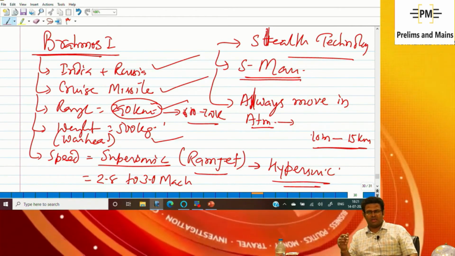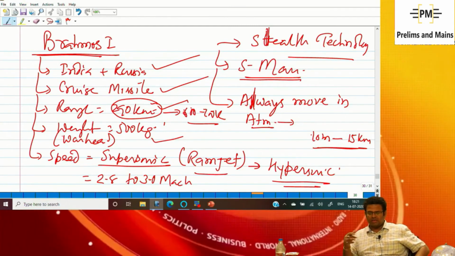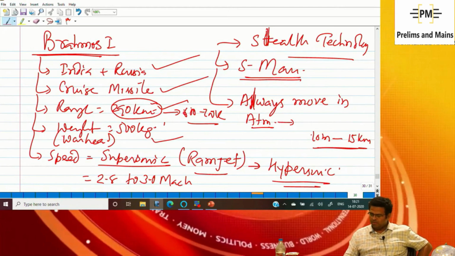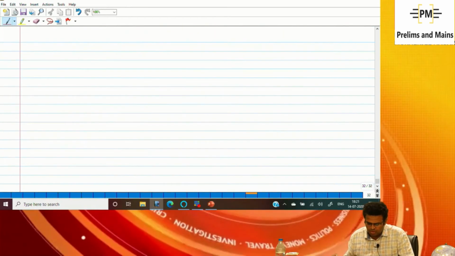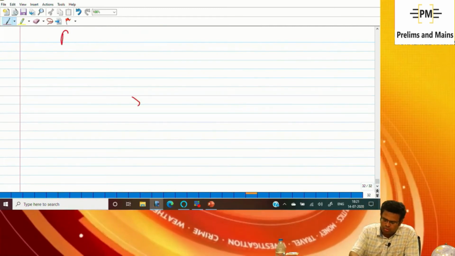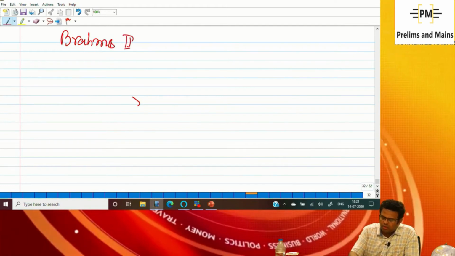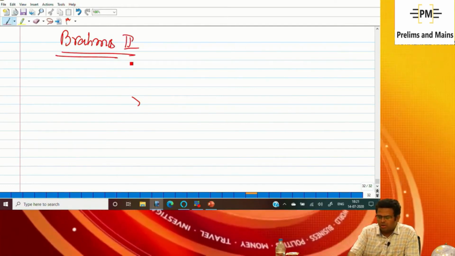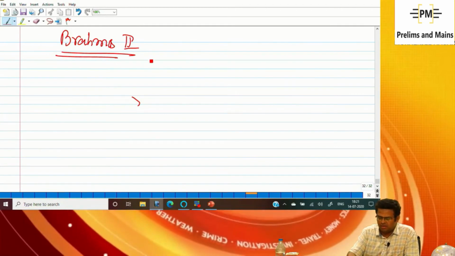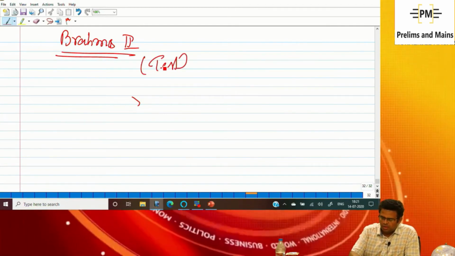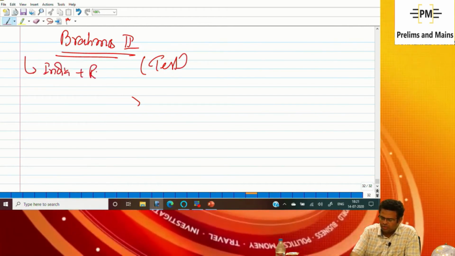Speed becomes Mach 7, hypersonic, because of the scramjet engine, and the range has become 600 to 700 kilometers in the BrahMos 2. So perhaps you can remember BrahMos 2. It is going to come; India does not have it right now. It is under test. It is in India and Russia.